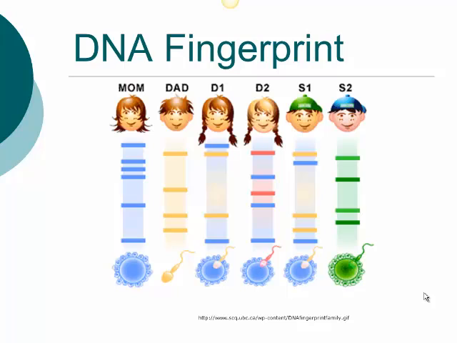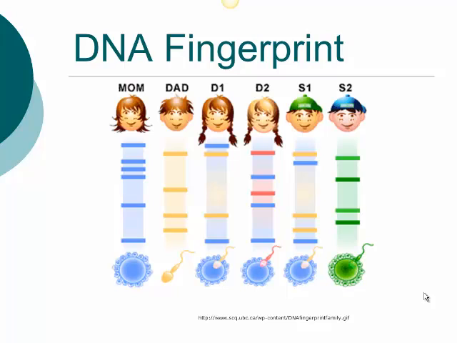This is a sample DNA fingerprint. I made it kind of easy for you to look at. Mom is in blue, and you can see that she has a number of different fragments. And Dad is the yellow, and he has fragments that are actually different from Mom's. They're different sizes. And if you look at daughter 1, she has half of her fragments come from Dad and half from Mom, as you would expect.